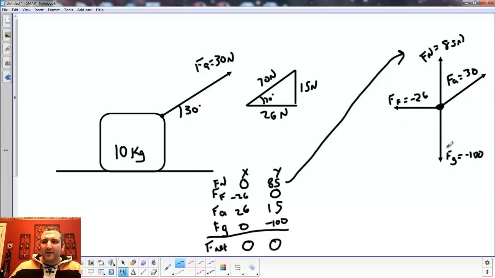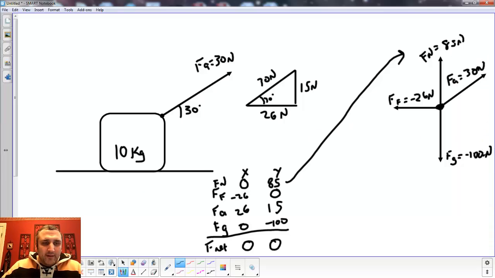So here's our full free body diagram. Gravity going down 100, applied force 30, normal force 85 up, and frictional force 26 to the left. Okay, and these are all in newtons. Sorry, I'm not labeling all of them.